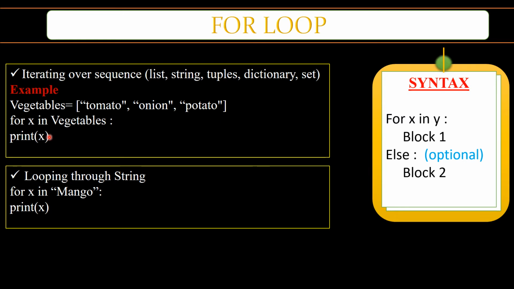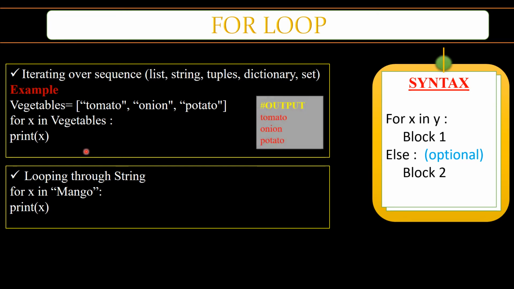Now what I'm going to do is print whatever is in the list. For that, x in y means here we are going to mention it as x in vegetables, colon, print x. So whatever values are in the list will get printed, that is tomato, onion, and potato. This is the output for this particular example.